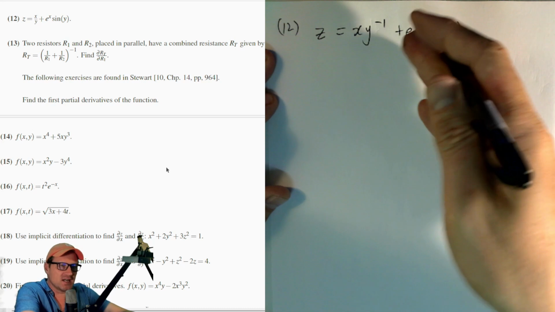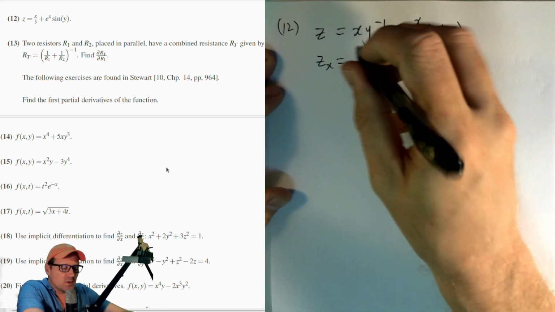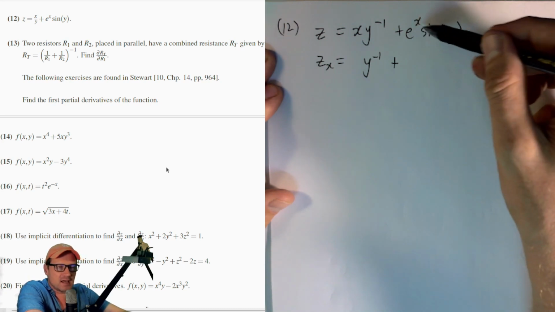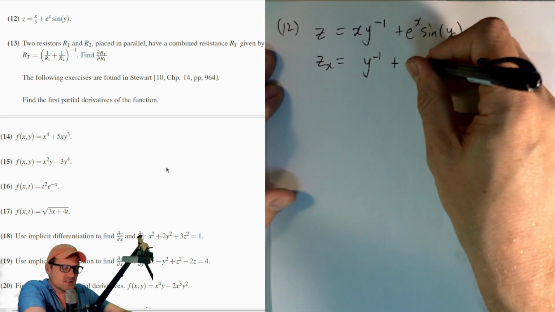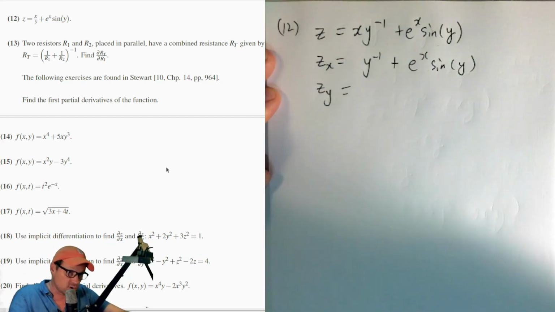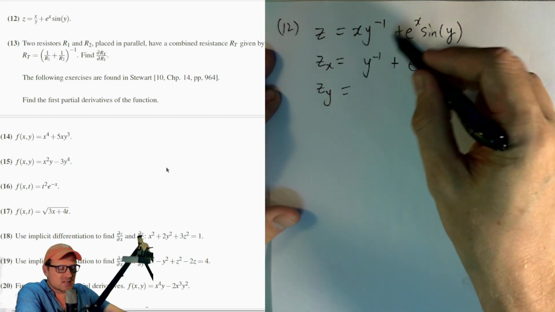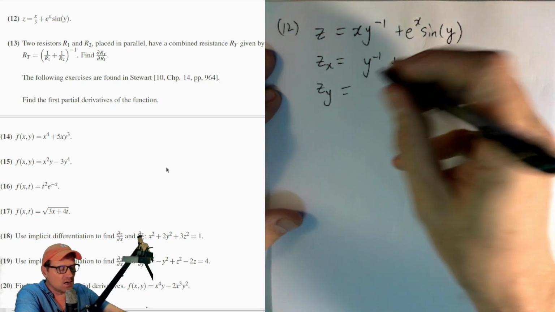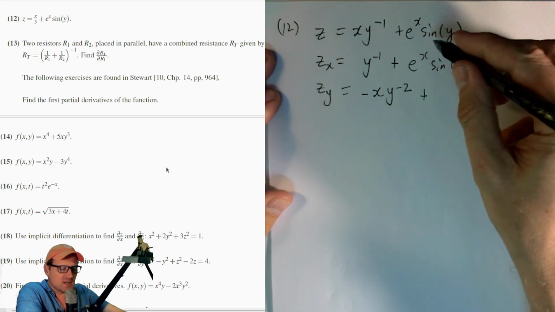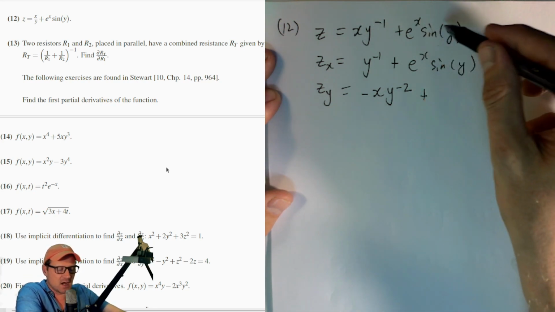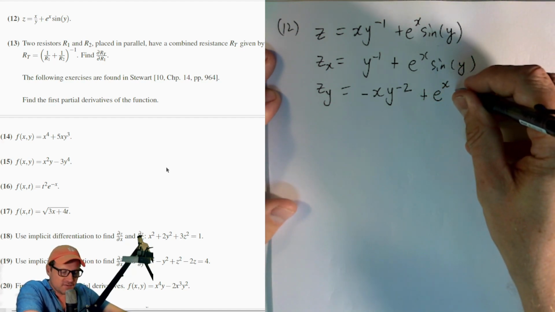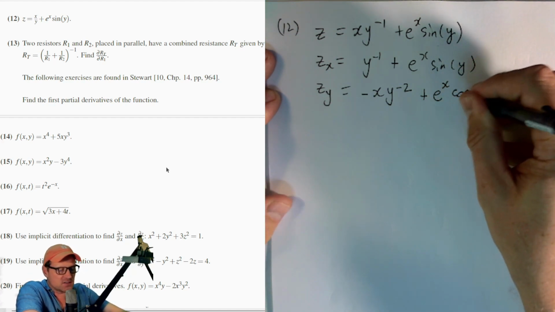All right, moving on to question 12. Okay, so differentiating this function with respect to x, we have y to the minus 1 plus, now the derivative of e to the x is e to the x sine y. We're treating y as a constant, so this is e to the x sine y. Okay, differentiating with respect to y, because we're going to need this. So we have x times the derivative of y to the minus 1, so minus x y to the minus 2, and then plus e to the x times the derivative of sine of y with respect to y, because remember, we're treating x as a constant. So the derivative of sine of y with respect to y is cos of y.